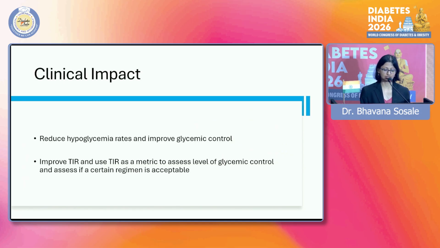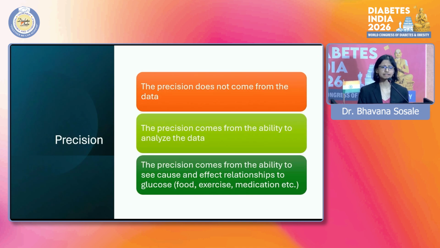We reduce the highs and the lows, so better glycemic control. We can use these metrics like TIR to assess glycemic control. But remember, if we think the precision comes from the data and using the CGM, we are actually wrong. We're far from that. The precision only comes in your ability to analyze the data, to see cause and effect relationship based on the patient's sleep, food, exercise, illness, medication. And you need to then teach the patient also how to make changes to their routine with that information. So the precision actually comes from our thinking.